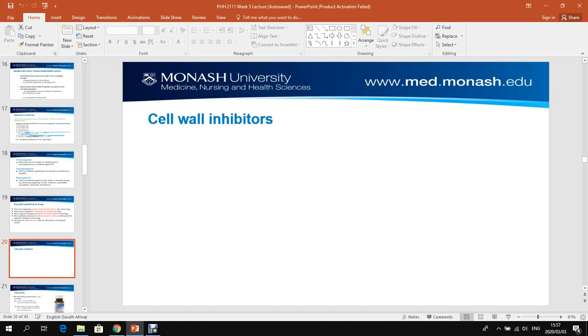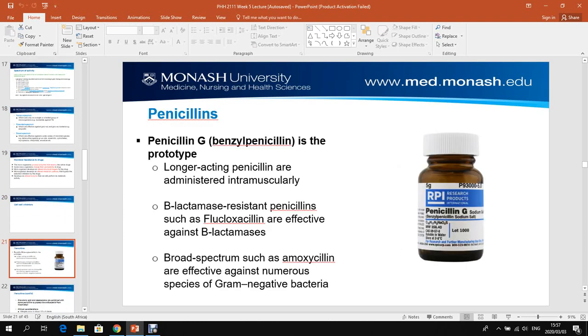Okay. Let's move on to cell wall inhibitors. Firstly, on cell wall inhibitors, remember we spoke about penicillins as one of the drugs that target the cell wall. What are penicillins? Basically, penicillins are a group of drugs designed to target the cell wall and disrupt cell wall synthesis. There are different types. The prototype is what is called penicillin G. The other name for such drug is benzylpenicillin. Out of this prototype, many have been derived.